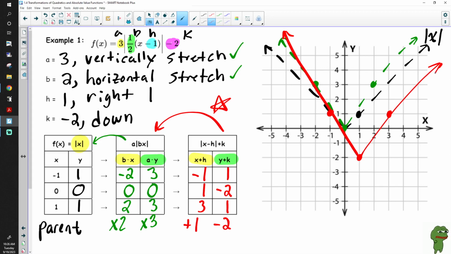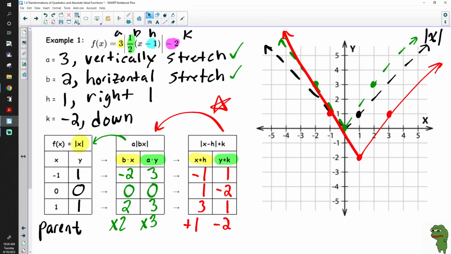And all four of those things happen: vertical stretch, horizontal stretch, and move to the right 1 and down 2. Look, it went right 1, down 2. It got wider and it got taller. And that is how you transform any function. We just happen to do it to an absolute value. But no matter what function I gave you, it would be done the exact same way.